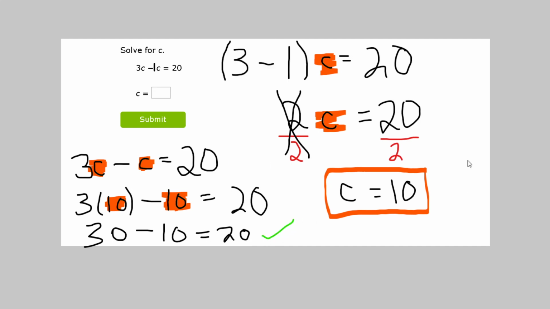And you can see that this little trick here I did works, right? Because C just has to be 10. So what we did is we combined like terms, and then we solved a one-step equation.